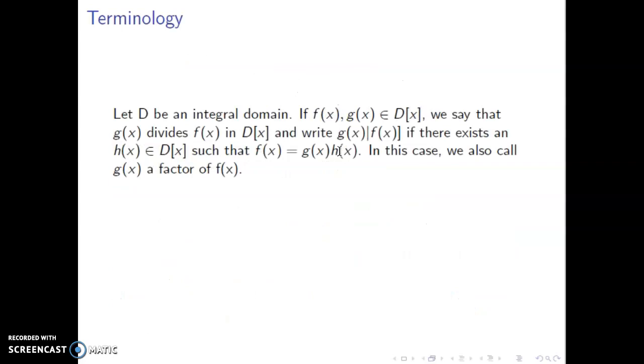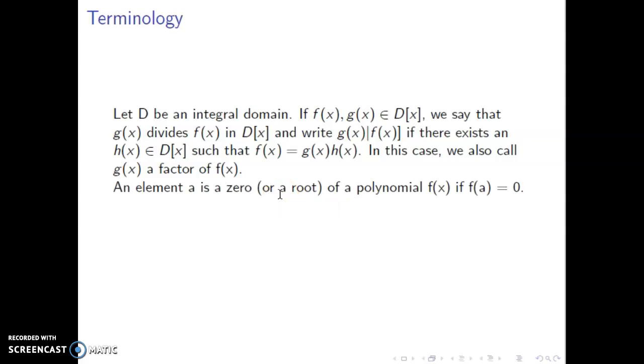Now a little more terminology. Let D be an integral domain. If f of x, g of x are polynomials over D, we say that g of x divides f of x in D of x, and we write g of x slash f of x, if I can find an h of x such that f of x is equal to g of x into h of x. In that case, we also call g of x a factor of f of x.